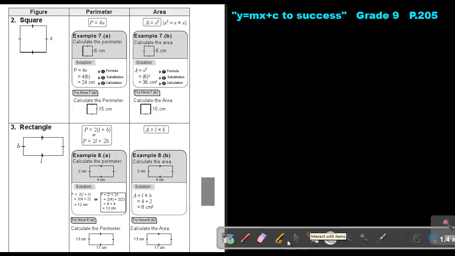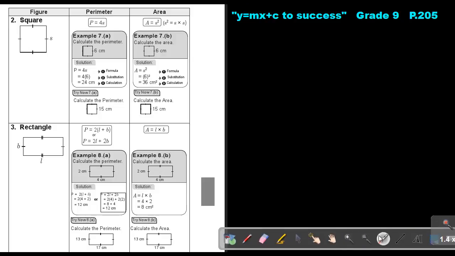Okay, let's go through the square. The square, all the sides will be equal. So let's go through example 7. In this case, calculate the perimeter. If all the sides are equal, it's just 4 times s, which will be 4 times 6, and that will be 24 centimeters. If I ask you the area, it's side times side, so it's 6 times 6, which will be equal to 36 centimeters square.